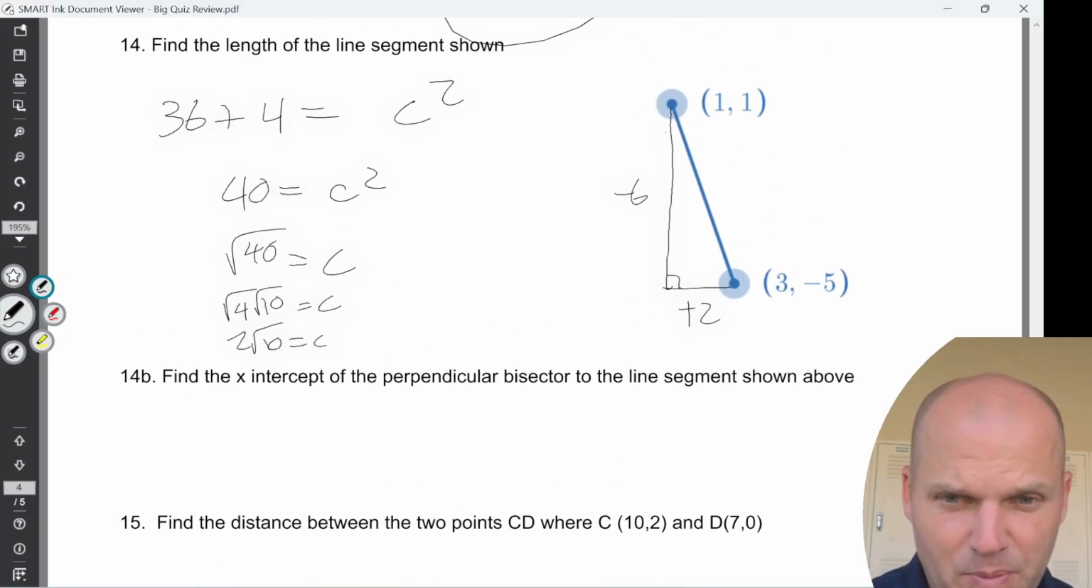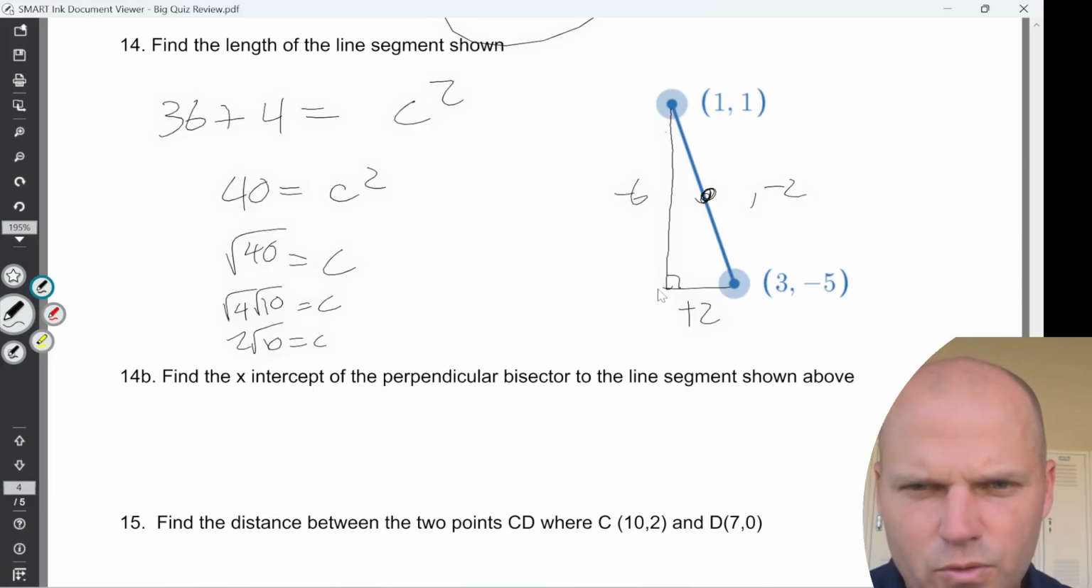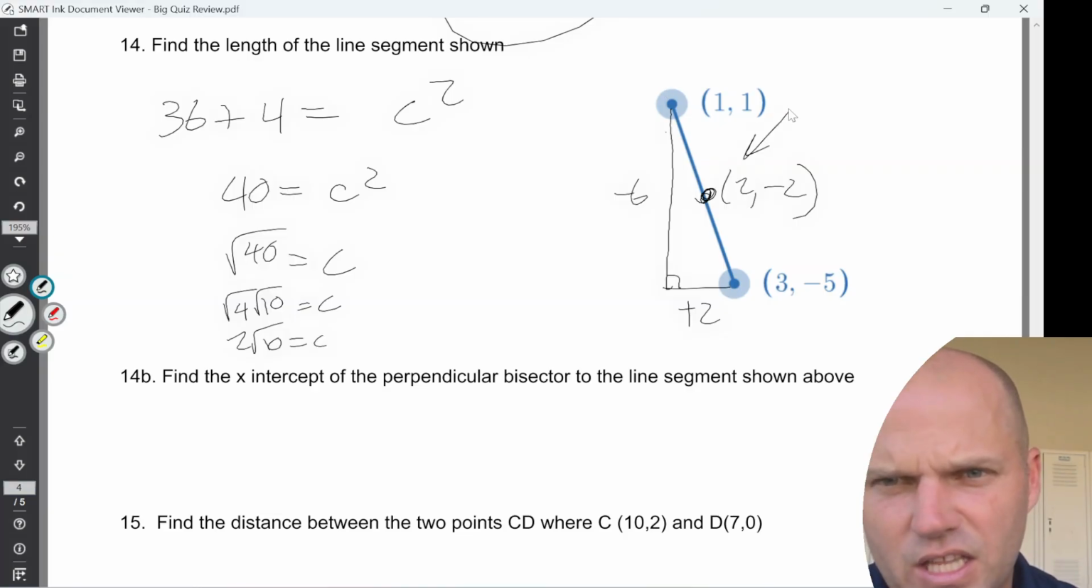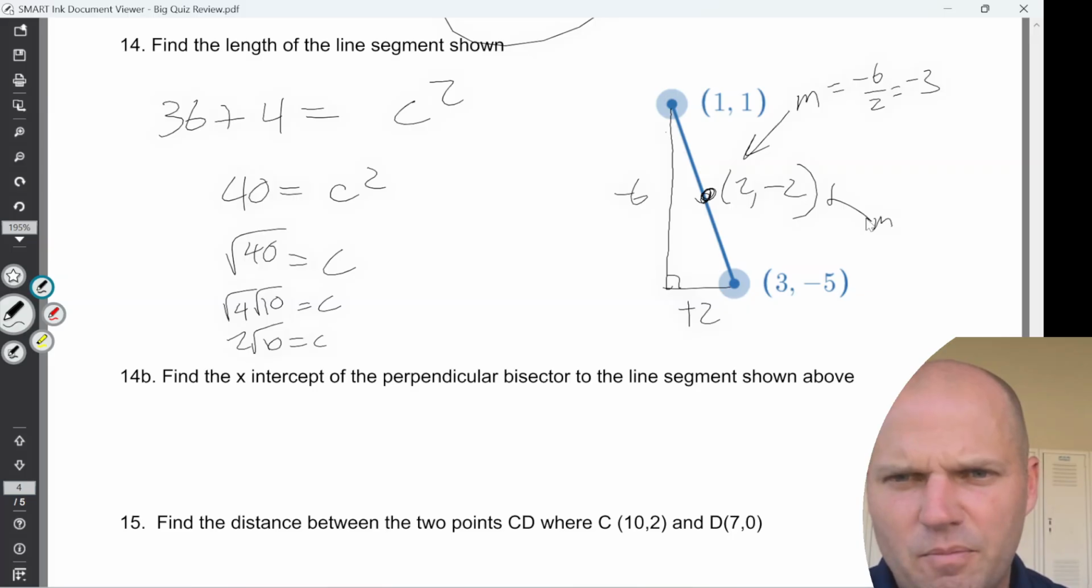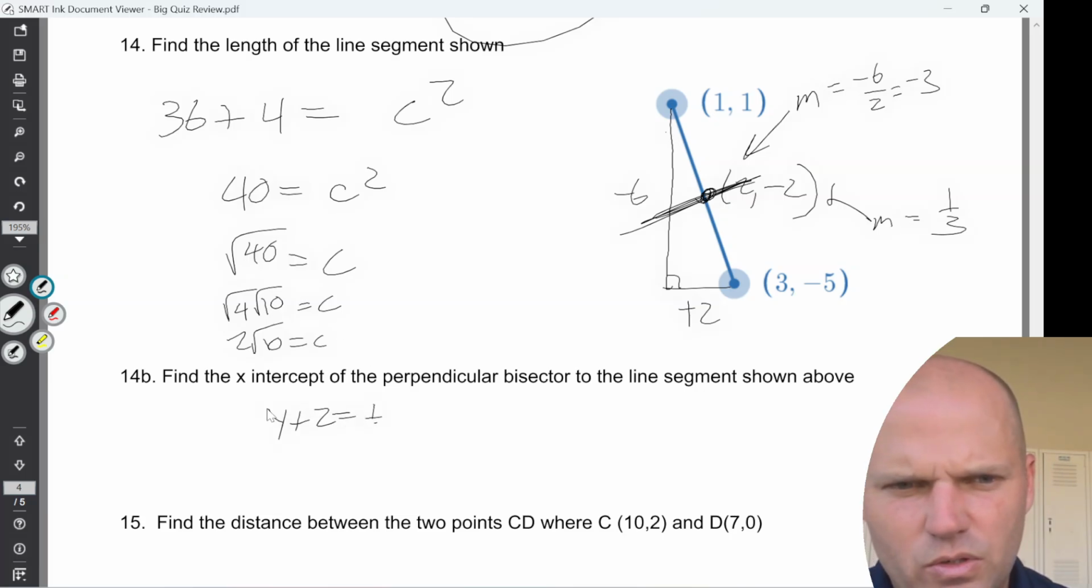Find the x-intercept of the perpendicular bisector of the line segment shown above. Great. Well, instead of subtracting 6, I'll subtract 3 to get to a y-coordinate of negative 2. Instead of adding 2, I'll add 1 to get an x-coordinate of 2. The slope of this line segment is minus 6 over 2, which is negative 3, which means the slope of my perpendicular bisector will be positive 1/3. So I have y plus 2 equals positive 1/3 x minus 2.